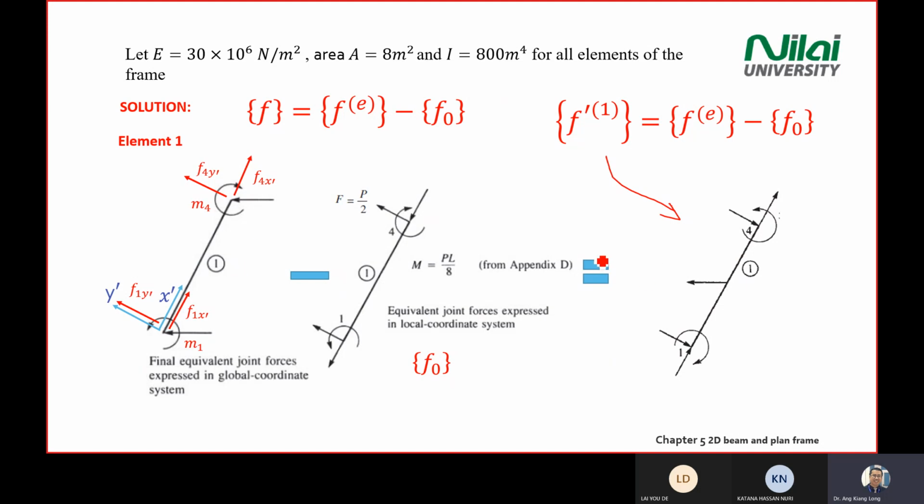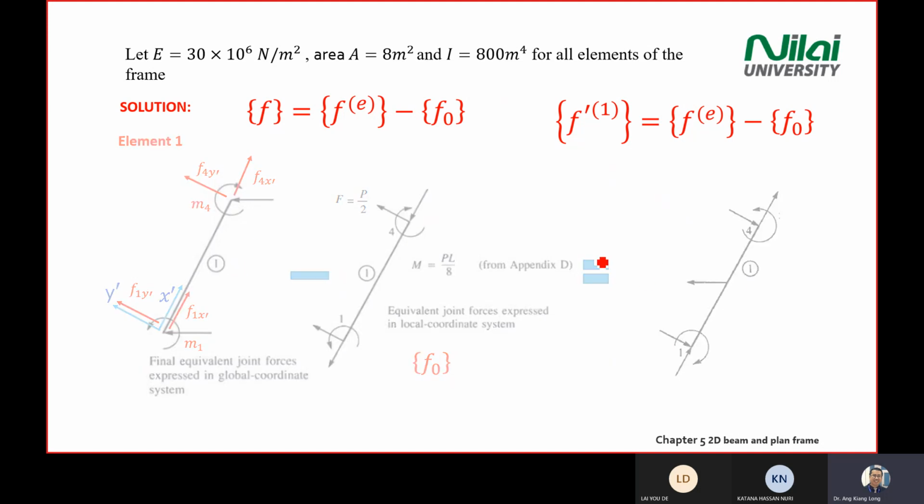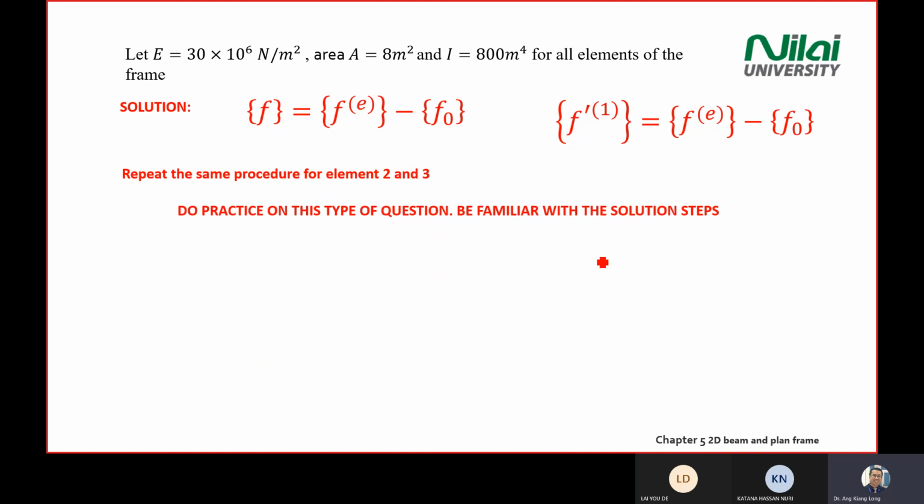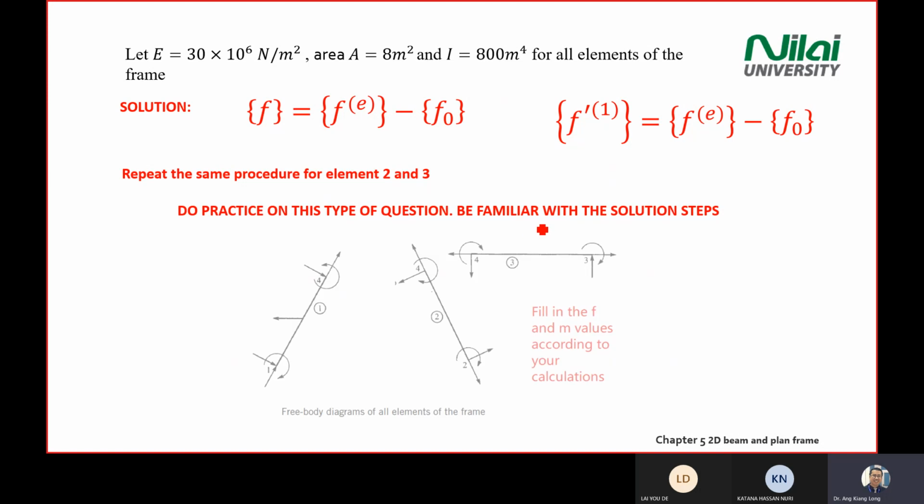These are the examples for this tutorial question. You repeat the same for elements 2 and 3. Again, there's a reminder that I put on these slides. Practice on this type of question. Be familiar with the steps. And then you need to know how to draw the free body diagram. These are the sample answers for element 1, element 2, and element 3, after you did the homework calculation for elements 1, 2, and 3. All right. So go ahead and practice on this question.